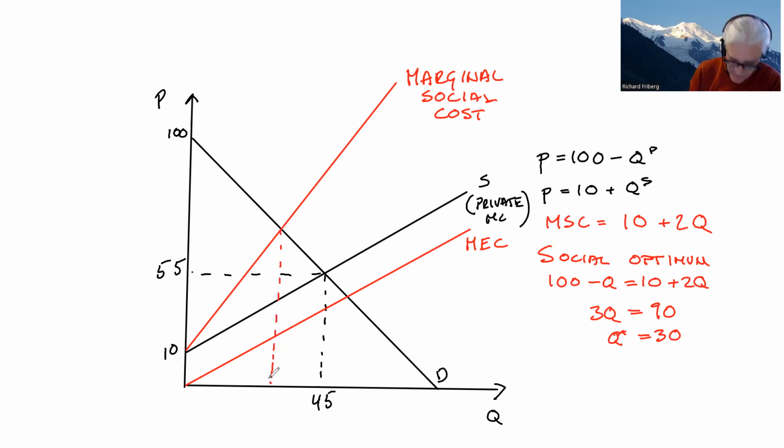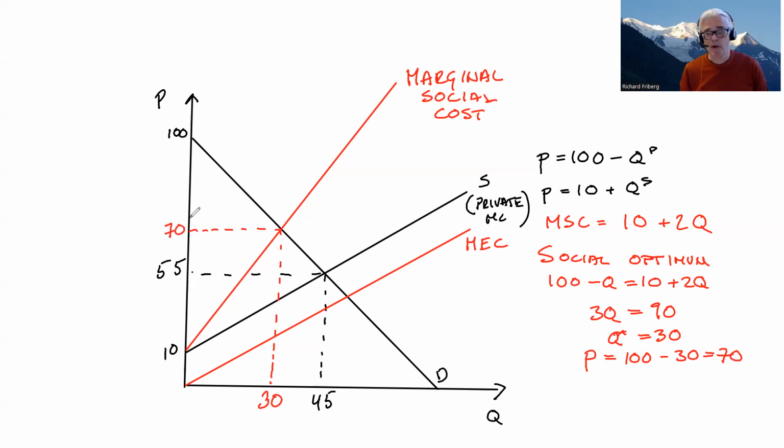Apologies if this is not perfectly to scale. And to get the optimal price, you plug this quantity into demand, say. So 100 minus 30 equals 70. Okay, so production of this good is associated with negative externalities. It's a number of costs that are affecting others that are not taken account of in the private profit maximizing solution. If we as a society optimally take account of that, we're producing less and at a higher price.